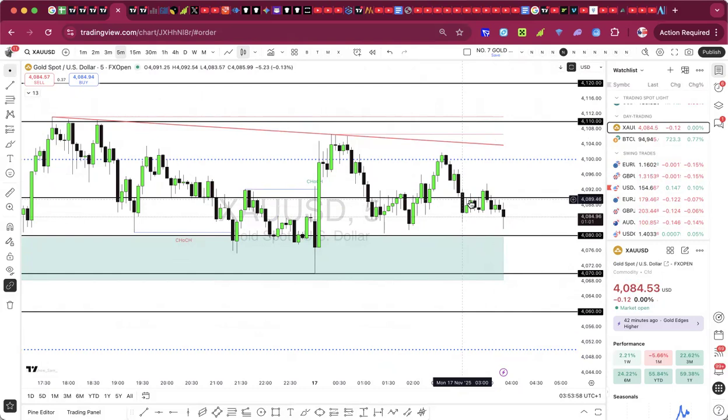If you sold here, there's the possibility that you are stopped out here. But this is the one that will have given you the profit. So you can see that the market is not actually very fine.